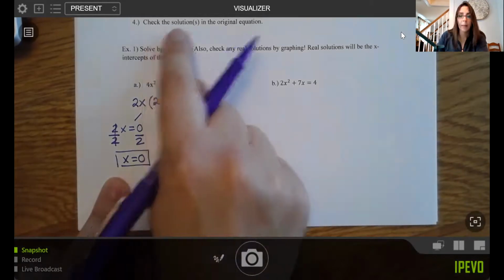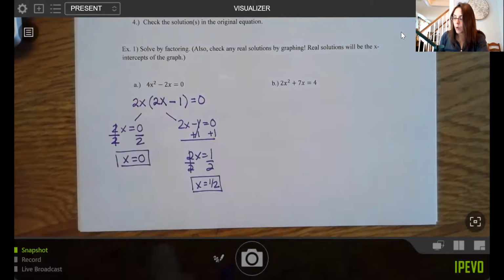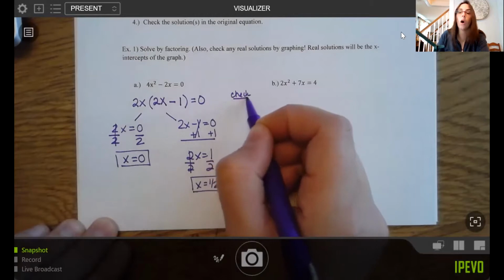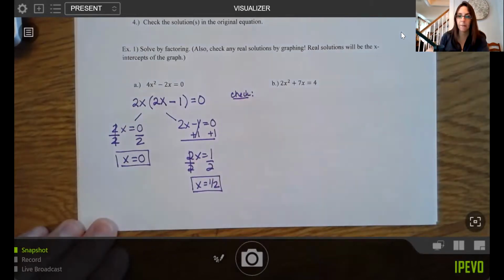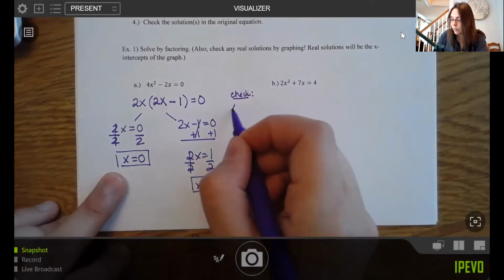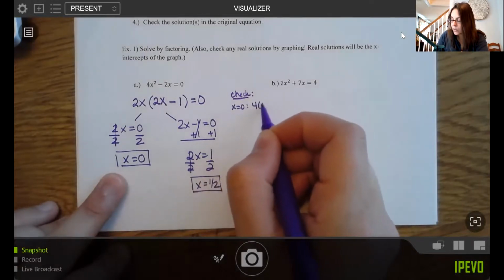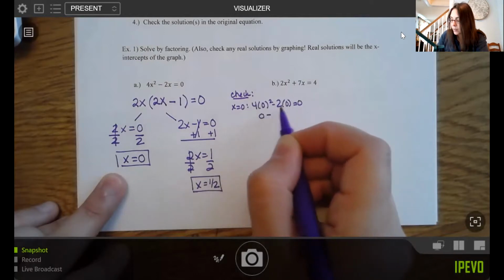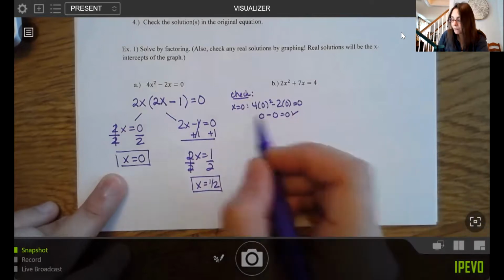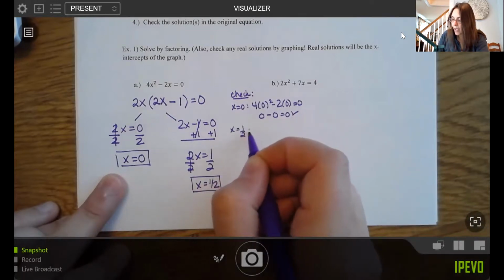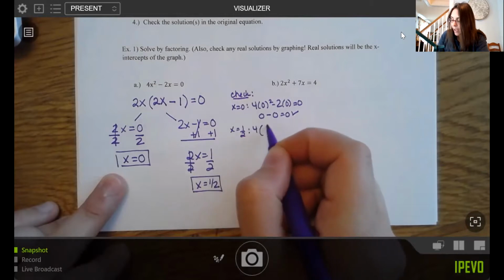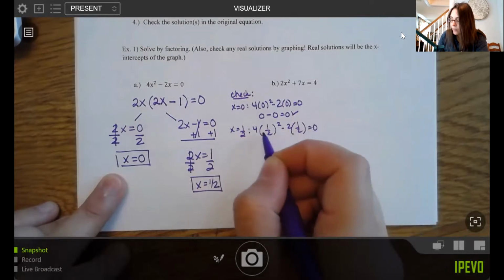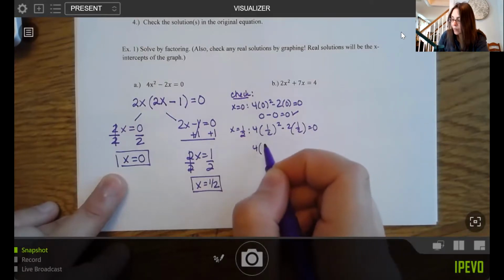Now you can check it by plugging your values back in. I'll just do one check here, but I don't want to spend too much time doing all the checks. You can always check all of your equations by plugging that value back in. So if I check x equals 0, and I replace my x's with 0 here, we can see that this checks out very quickly, right? This becomes 0, this becomes 0. So 0 minus 0 is 0. And if I check the 1/2, I would have 4 times 1/2 squared minus 2 times 1/2. Well, 1/2 squared is going to be 1/2 times 1/2, which is 1/4.